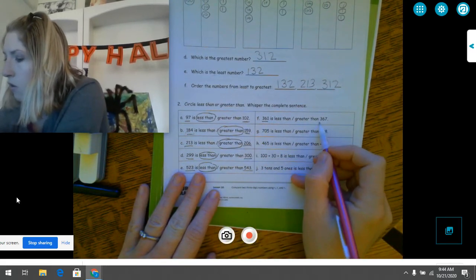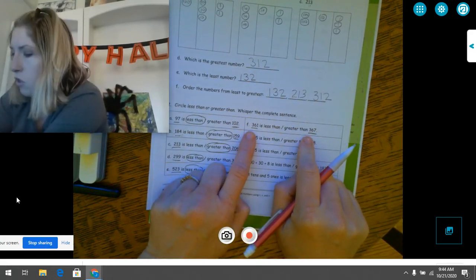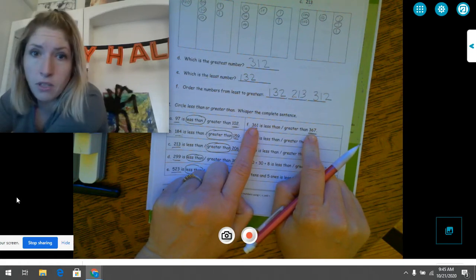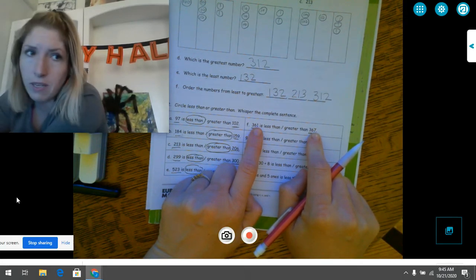361 is less than or greater than 367? Well, this one's a little bit different. There's a 3 in the hundreds place in both, so we look at the tens. There's a 6 in both numbers in the tens place. So then we look at the ones. There's a 1 in the ones place here and a 7 in the ones place here.